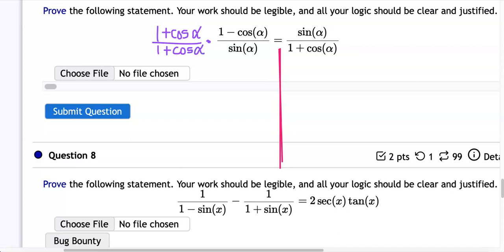So now obviously on the bottom I now have a sine alpha times a 1 plus cosine alpha, so that's more than what I want, but in the numerator I can see that I'm going to get a difference of squares that is going to end up becoming 1 minus cosine squared, which then can be replaced by sine squared, so that's very promising. So now for my numerator, I will replace the 1 minus cosine squared with a sine squared.